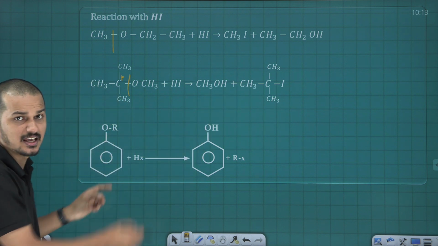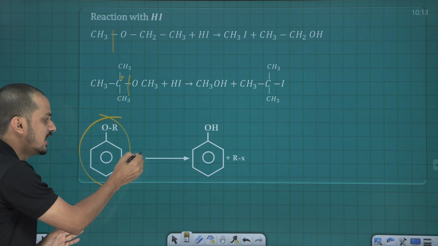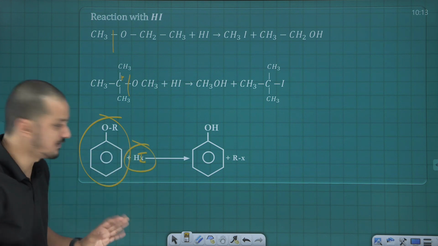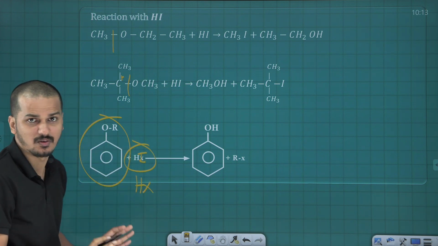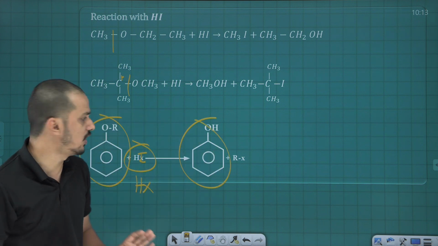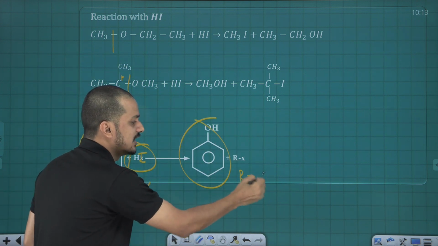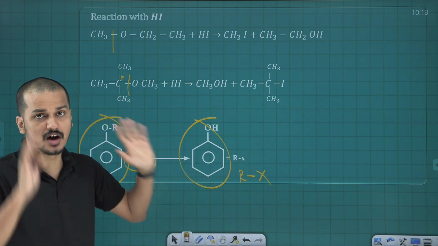But if it is an alkoxybenzene and you are treating with HI or HX, whatever it may be, one product should be phenol, and the other product should be RX or else RI. That idea you have to keep in mind.